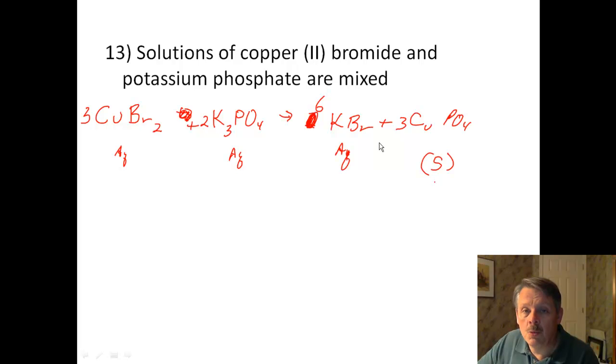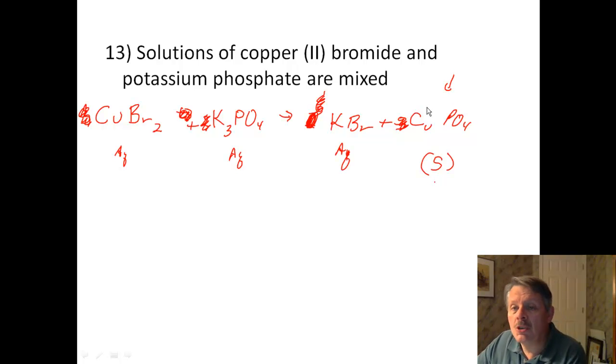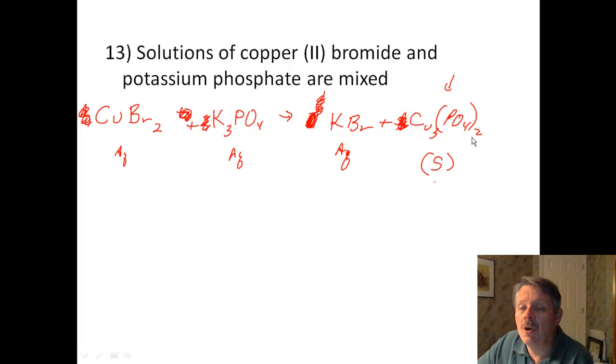Let's see, what did I do wrong? K3PO4, CuBr2, it's copper 2. Oh, that's what I did wrong. Ooh, let's try this again. Let's get rid of everything and start all over. I made a mistake. My mistake is here. Copper 2 phosphate. Well, if it's copper 2, that means I need to have 3 coppers, and I need to have 2 phosphates. All right, so now let's try that again.